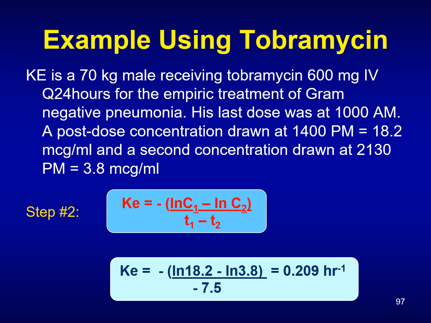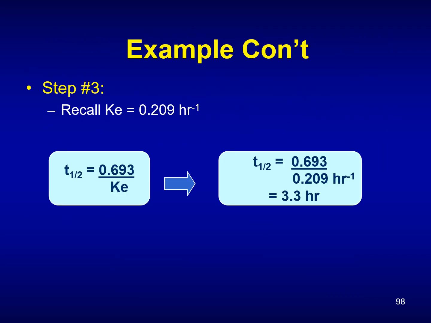So KE is equal to minus ln of 18.2 minus ln of 3.8, over the time difference between the two. T1 occurred at 1400 and T2 occurred at 2130. That's a time difference of 7.5 hours. That gives us a KE of 0.209. With that KE, now we estimate the patient's half-life to be 3.3. Again, half-life isn't used in dosing calculations, but gives the pharmacist an impression of the patient's true clearance of a drug.